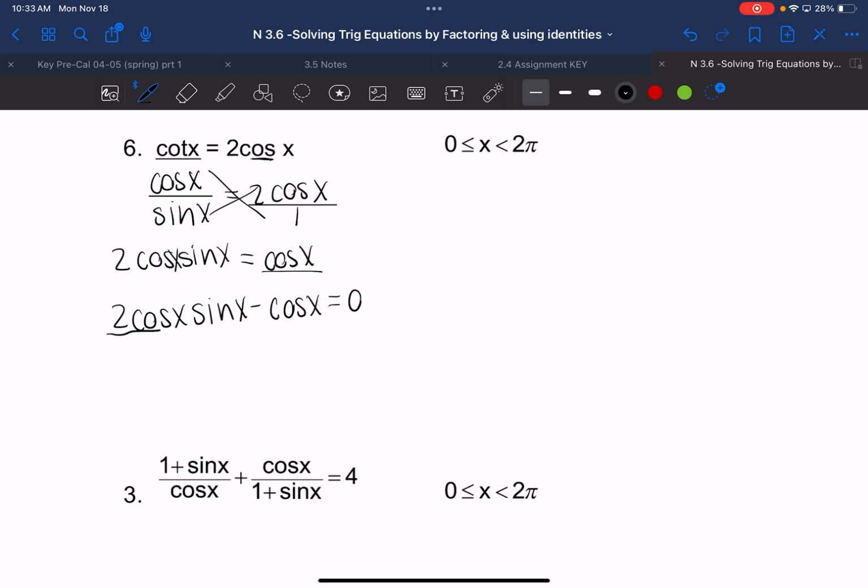All right, so I don't have 3 terms, but I do have 2 terms. When it's just 2 terms, we usually look for a GCF. So what do they have in common? All right, so let's take out a cosine of x. I'd be left with 2 sine of x minus 1, all right? And now that I have my factors, how do I solve a factor?